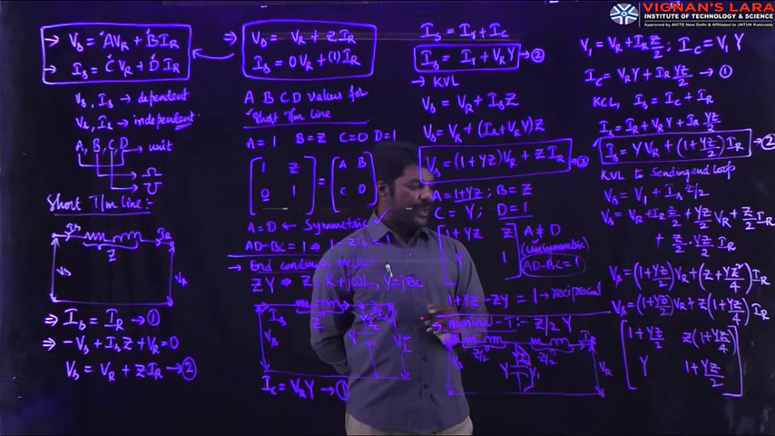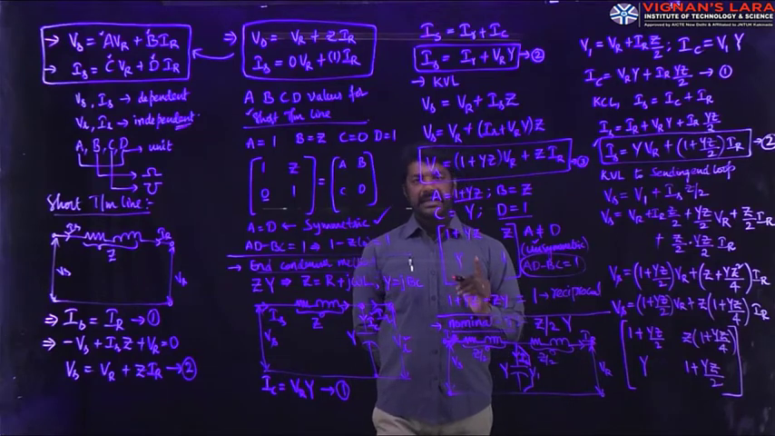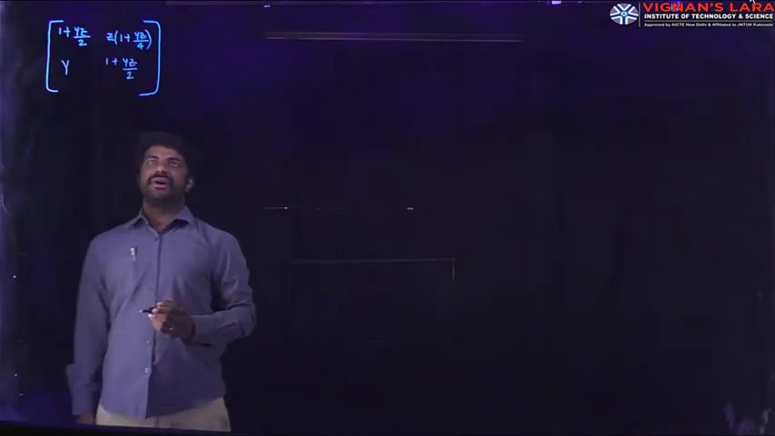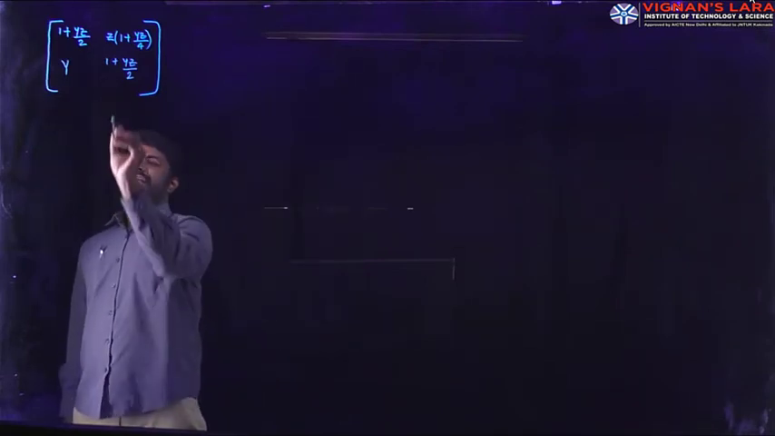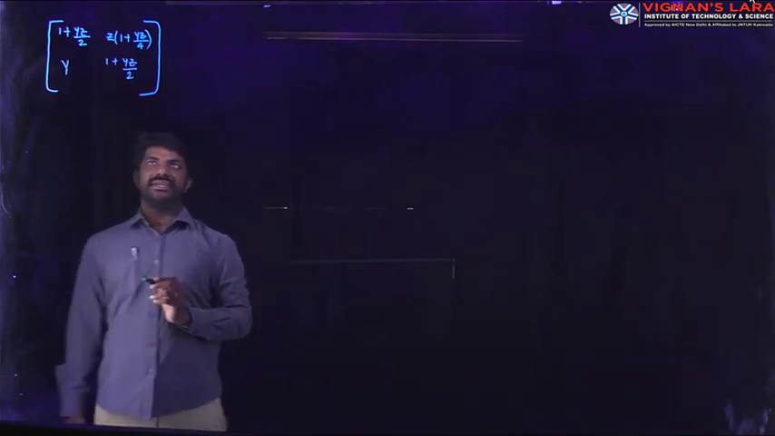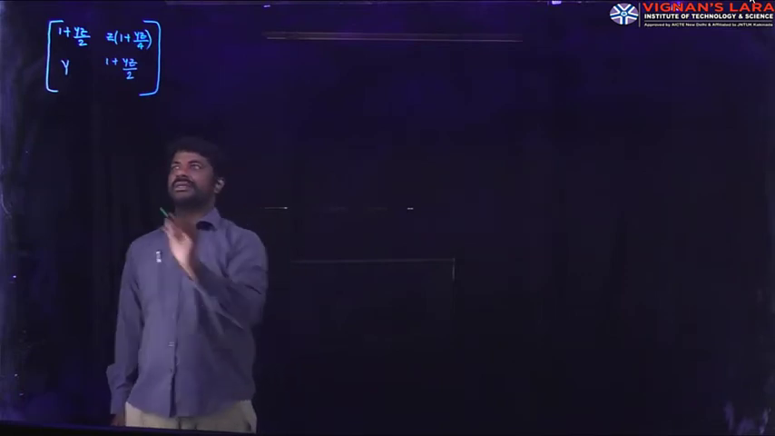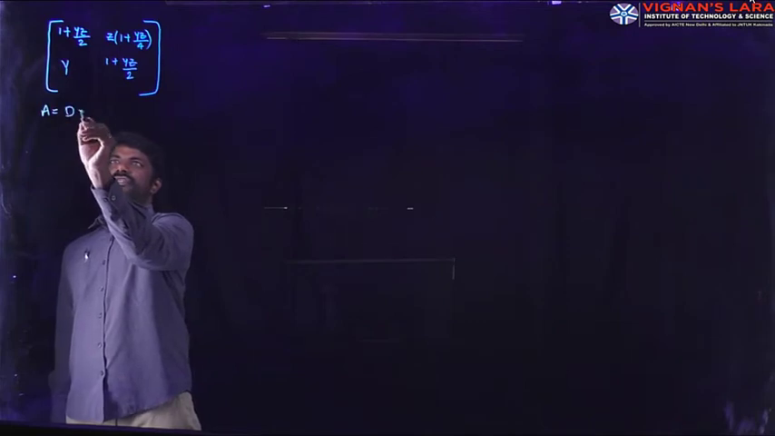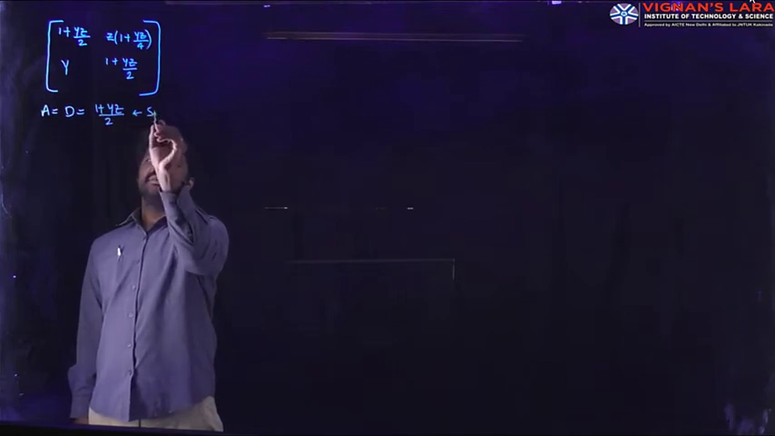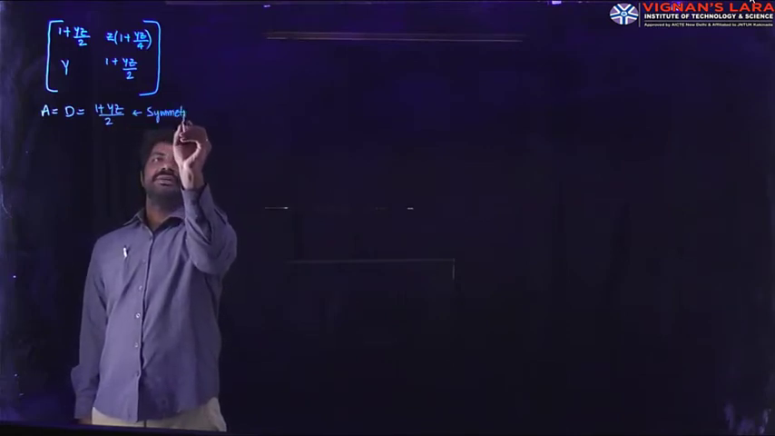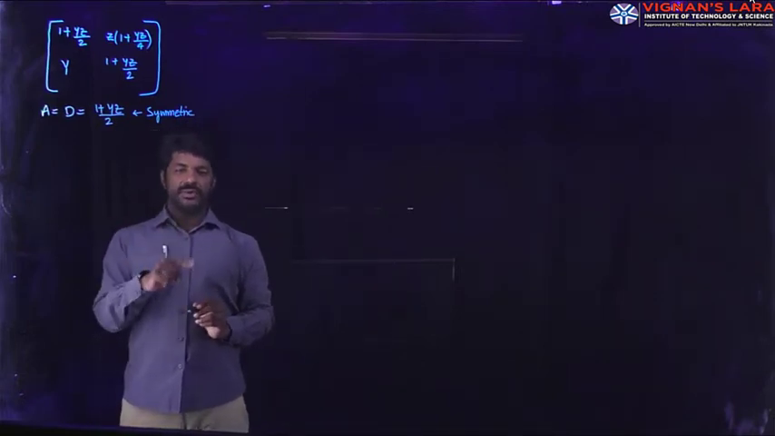So one more step is to be identified here, that is whether this nominal T network is reciprocal or not. These are the ABCD constants obtained for the nominal T method. Let us discuss whether it is a symmetrical network or not, and also whether it is reciprocal or not. Since A is equal to D, which is equal to 1 plus YZ by 2, we can say that it is a symmetrical network. What is the symmetricity property? The property for a symmetrical network is that constant A should be equal to constant D.